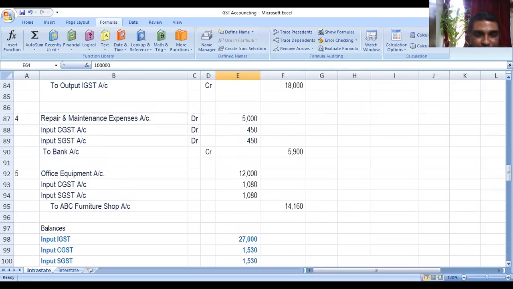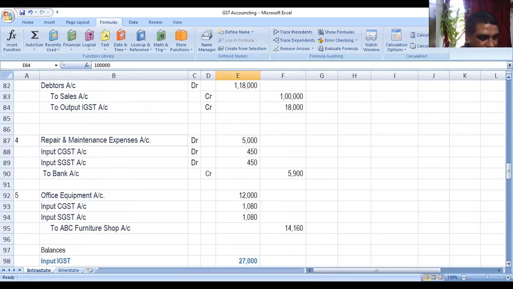Any query you have up to this stage? Do you have any query?